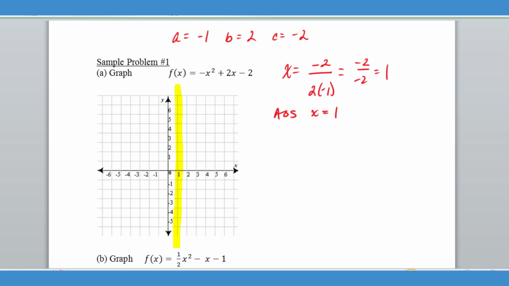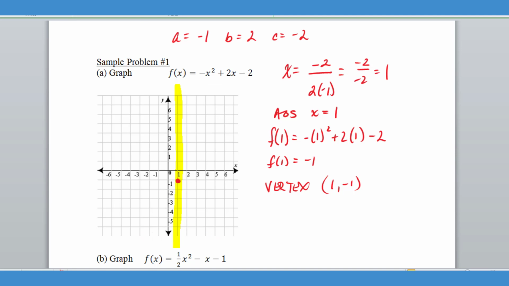Now, the next thing I'm going to do is find my vertex. I need the point for my y value, and if I just plug 1 in for each of the x values, f of 1 equals -1, so that gives me a vertex of (1, -1). And so you can see here that I have a vertex.